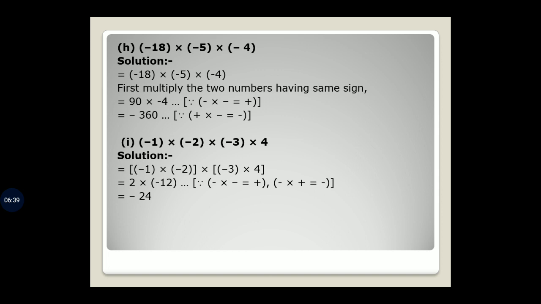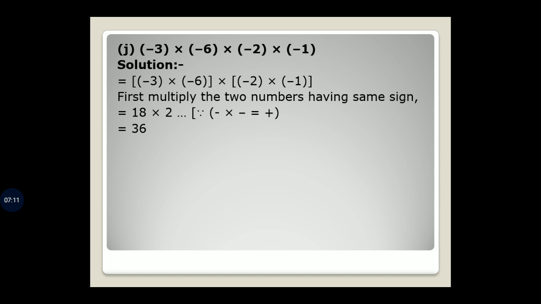Next problem. Minus 1 into minus 2 into minus 3 into minus 4. Here now let us group the 4 integers into two sets of integers, that is minus 1 into minus 2 and minus 3 into minus 4. Let us first multiply minus 1 into minus 2. It gives you 2, and minus 3 into minus 4 is 12, which gives you 24.